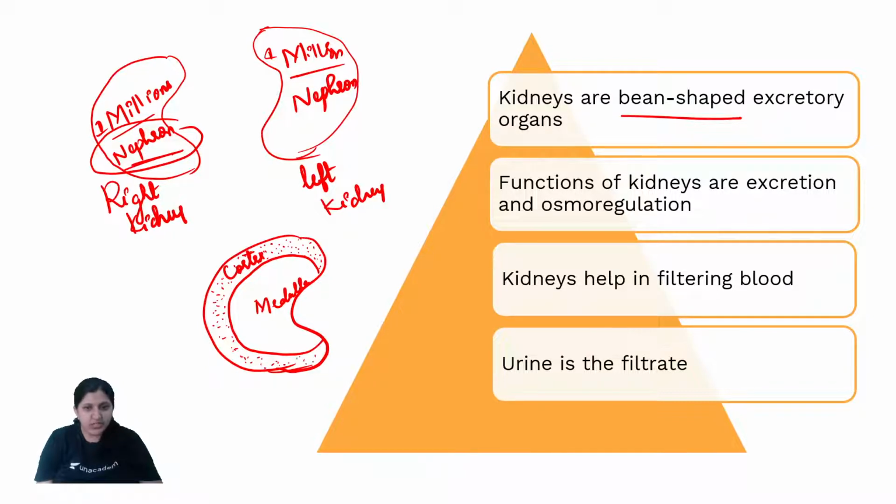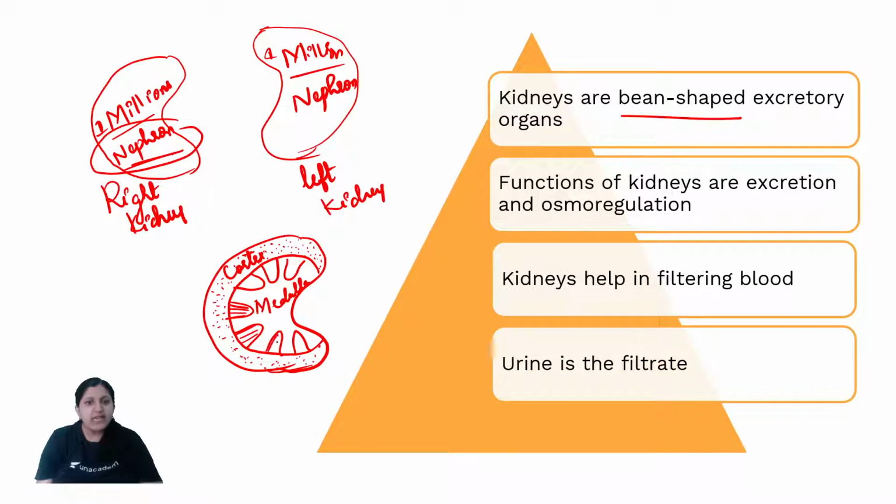I'll just draw this one. Now this is a dotted region. In the medullary region, you will find these pyramid-like structures. So this is the pyramid-like structure that you find. This pyramid-like structure will have these lines as striations.